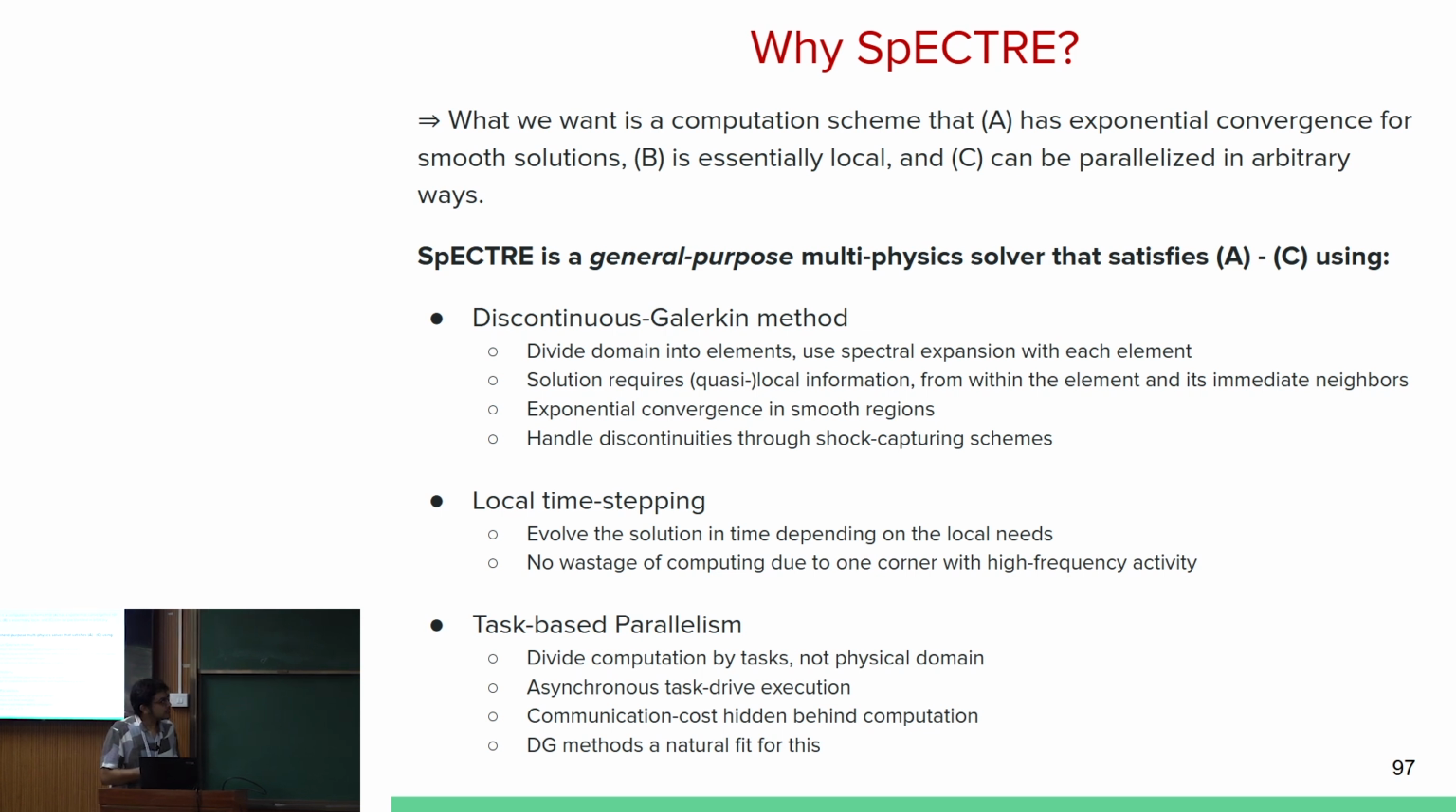Okay, so SpECTRE is a general purpose multi-physics solver framework, which is able to take care of all three of these goals, the paradigms that we wanted to switch out for modern paradigms. Spectral methods and finite difference methods have been replaced by what are called discontinuous Galerkin methods, and we'll talk about some of these details later. Local time stepping is implemented, as well as a new way of parallelizing called task-based, not data-based, parallelism.